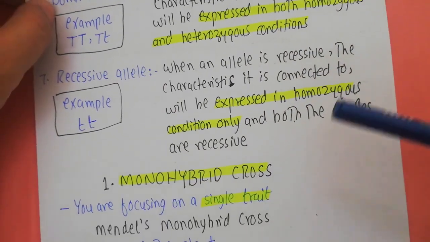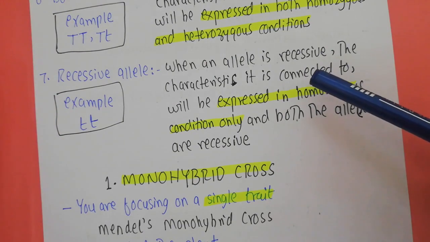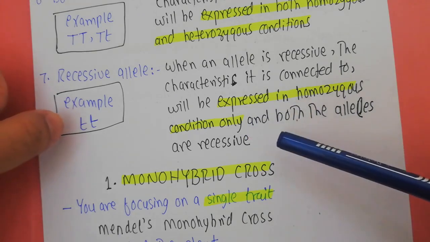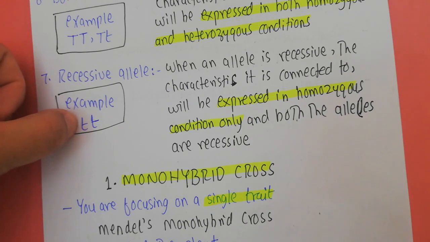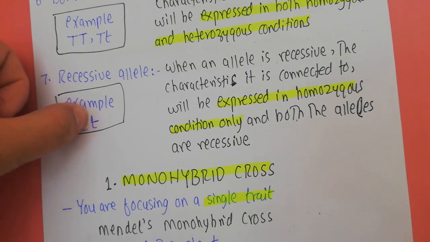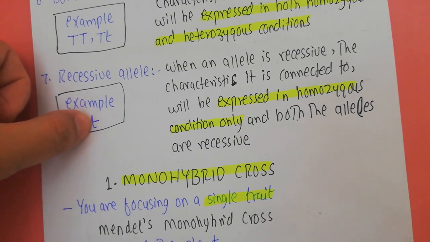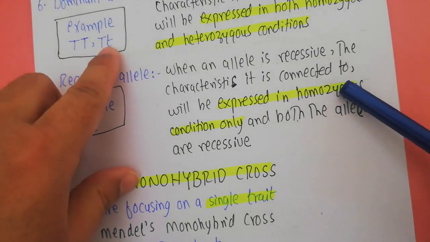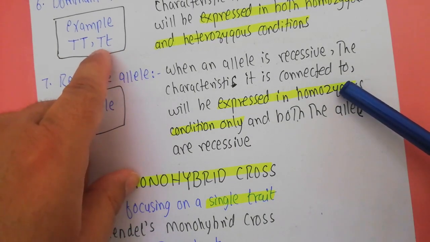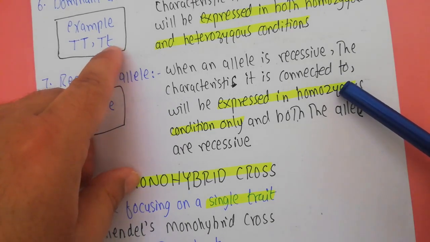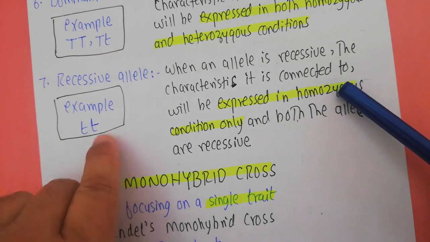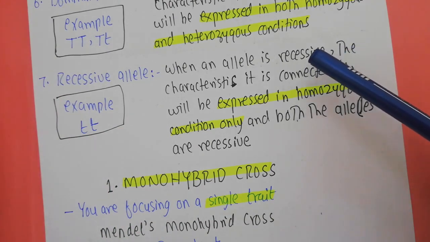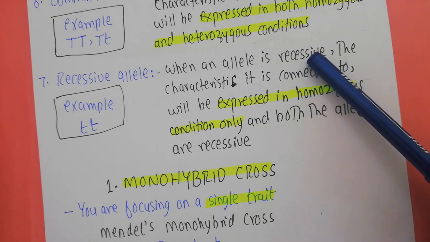Now what is a recessive allele then? When an allele is recessive, the characteristic it is connected to is only expressed in the homozygous condition. If, for example, the small t is a recessive allele, it can only express itself when it is present with another small t. This means that this recessive allele is going to express itself only in the homozygous condition. It cannot express itself in the heterozygous condition, because if you look over here, the small t is present, but because of the dominant nature of this capital T, the small t is not able to express itself. That means the small t is only going to express itself when its other member is also a small t. That means in the homozygous condition, the allele which can express itself is called the recessive allele.